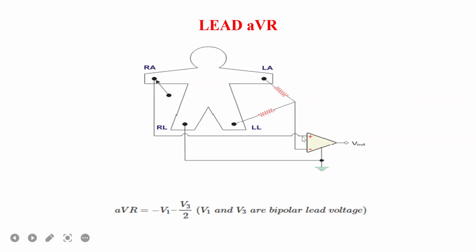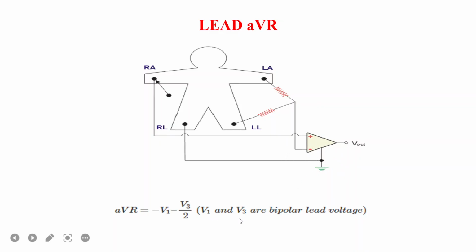RA is the exploratory electrode, and the center terminal will be connected to the negative. RL is, as usual, ground. In the previous case, the standard lead system, we left out any one of the points, but here we are going to consider everything. LA and LL will be connected to the central resistance, and RA as the exploratory electrode will be connected to the operational amplifier.